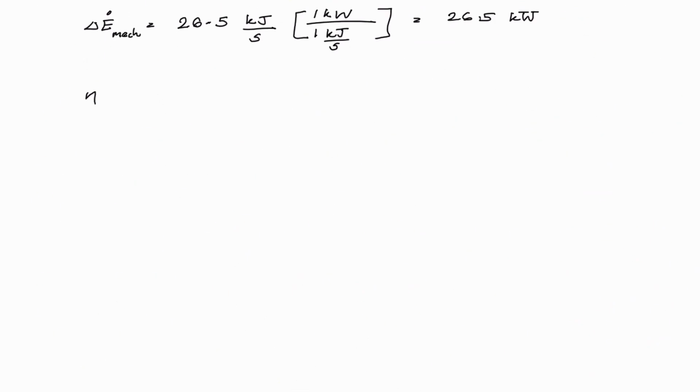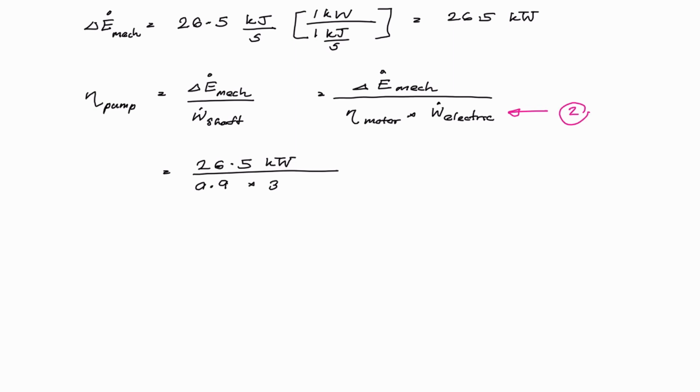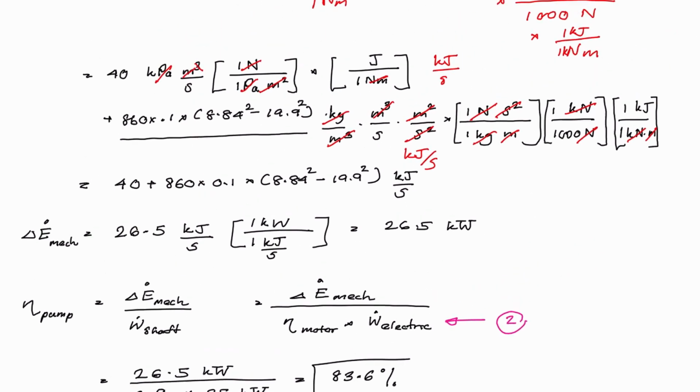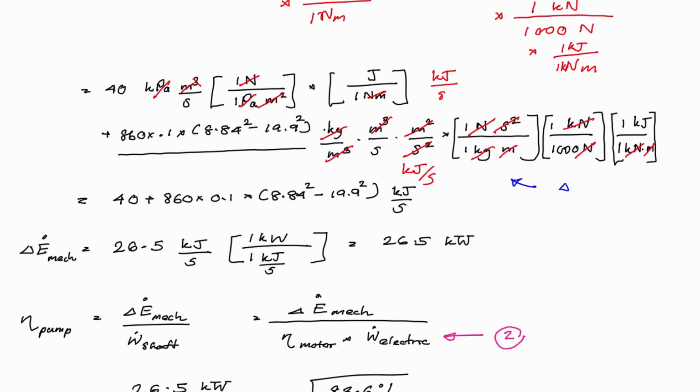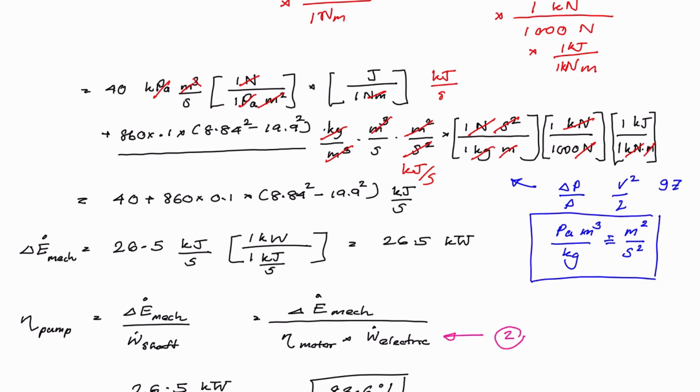Now let's calculate the efficiency of the pump, which is found to be 83.6%. To simplify calculations and avoid complex unit conversions, it's helpful to note that the units of pressure energy, pascals meter cubed per kilogram, and kinetic energy, meter squared per second squared, are equivalent. The units of potential energy are also meters squared per second squared.